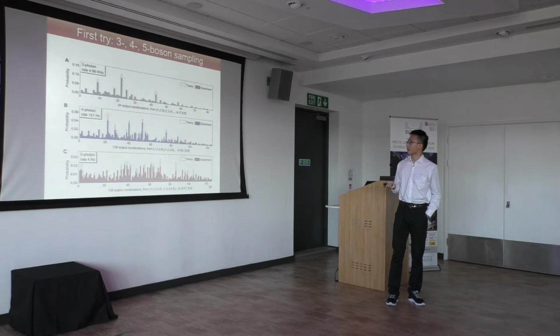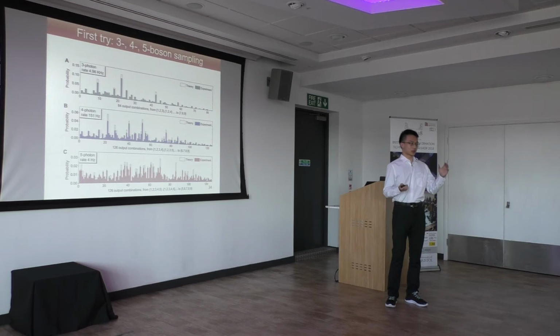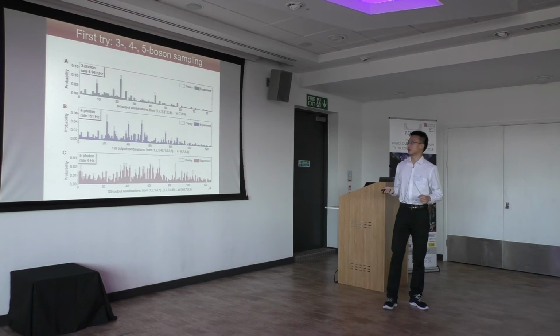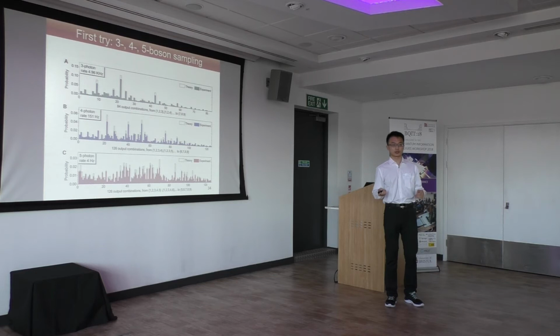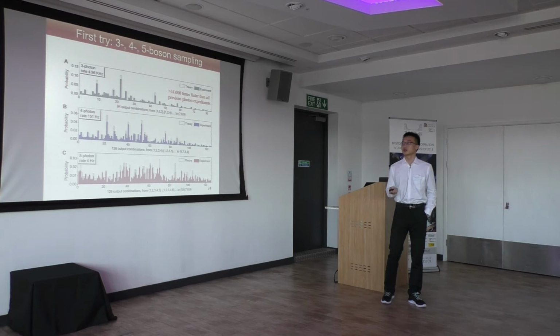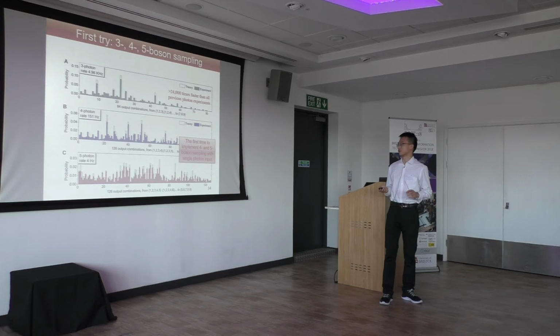And this is our experimental data. You can see that the black box is the theoretical prediction of the distribution, and the colored column shows us our experimental data. So in this experiment, our boson sampler runs 24,000 times faster than all previous photon experiments, and it is also the first time that we can implement 4 and 5 photon boson sampling with a single photon input.